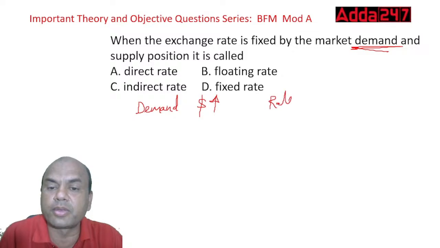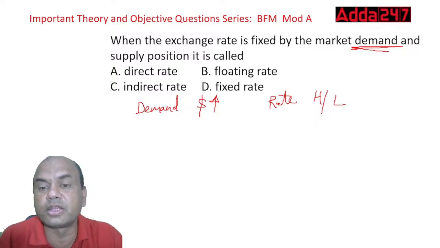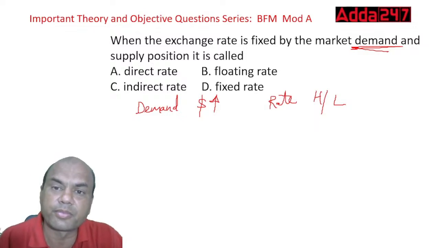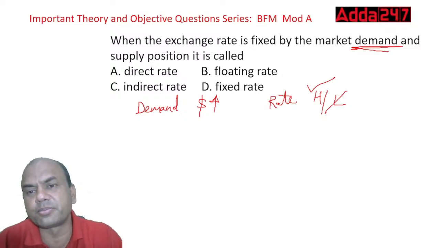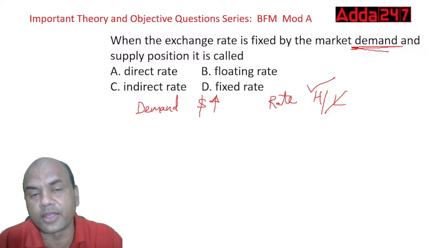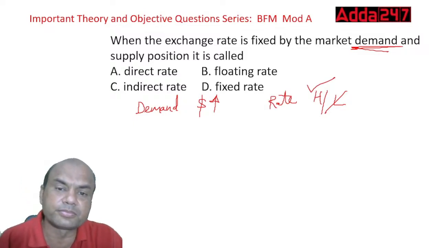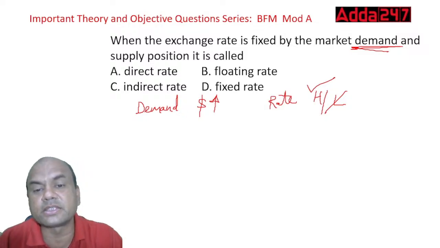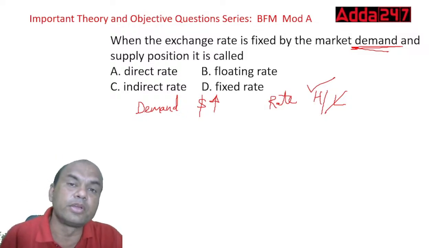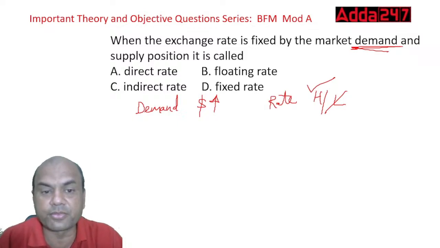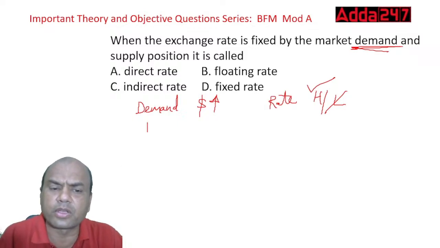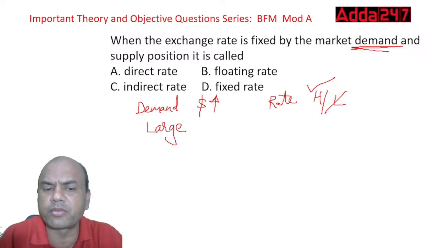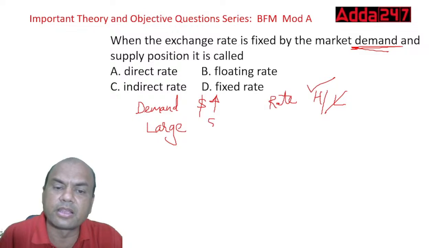The rate for dollar will be high or low? Just type H or L. If the demand for dollar is high, will the rate for dollar be high or low? It is high, correct? Our logic is very simple. If the demand for any commodity is high, the rate for that commodity will go up, right? This happens when you have huge fund flows coming in. Suppose in India there are large amounts of dollars coming in. Everyone is investing dollars.